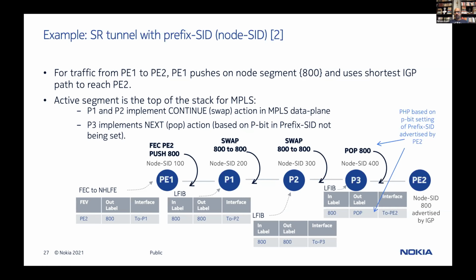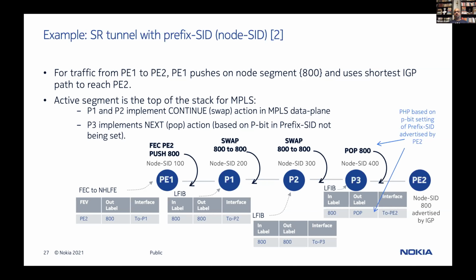P3 does the same. Sorry, P3 pops the label, sends it on to P2. So you see that the swapping of label for label is really a consequence of the entry that we make in the label forwarding information base that associates that in label with the same out label. And we do that, as I explained earlier, because that's how MPLS works. It's got to do a swap.